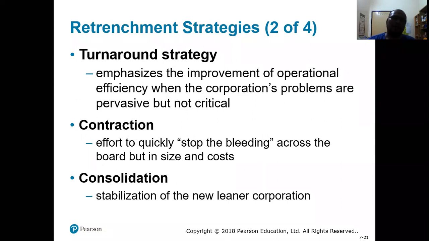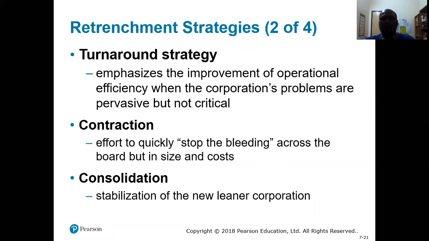If we fail with the turnaround strategy, then we have the second option, called the contraction strategy. Contraction strategy is a strategy to stop the bleeding. What does it mean by stop the bleeding? It is an analogy. It means this is the immediate action to cut our losses.